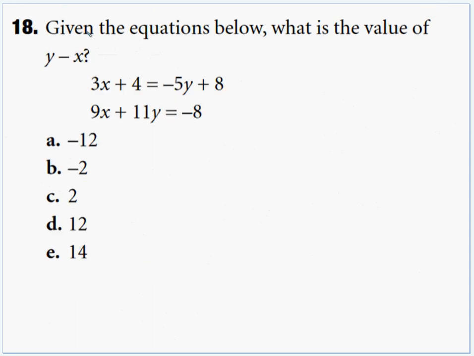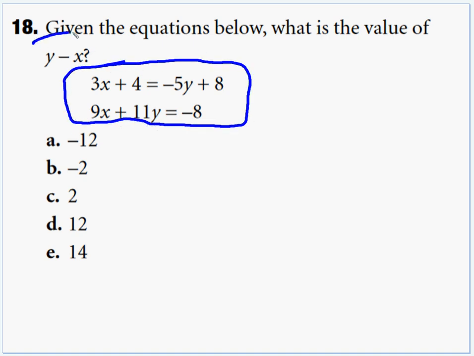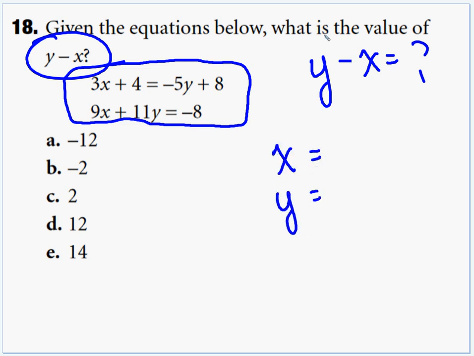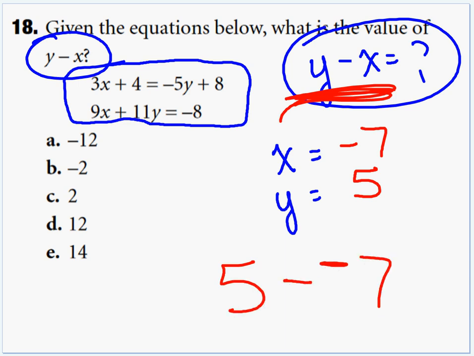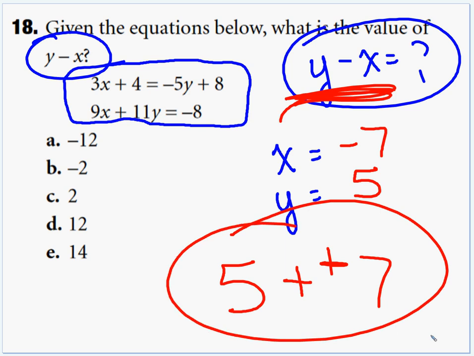All right, here's another one for you to try on your own. Here's our system of equations. And notice they're asking us for what is y minus x. So again, pause the video, solve this, and you should get x equals and y equals. And in my solutions, I had x was -7, and I had y was 12. So we want y minus x. Y minus a -7 will turn to a plus, and we get the answer of 12, D.